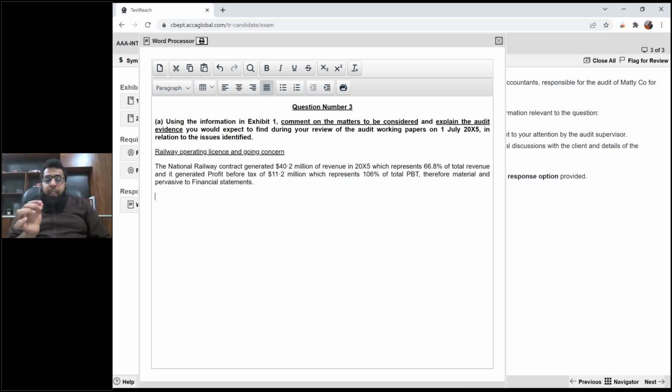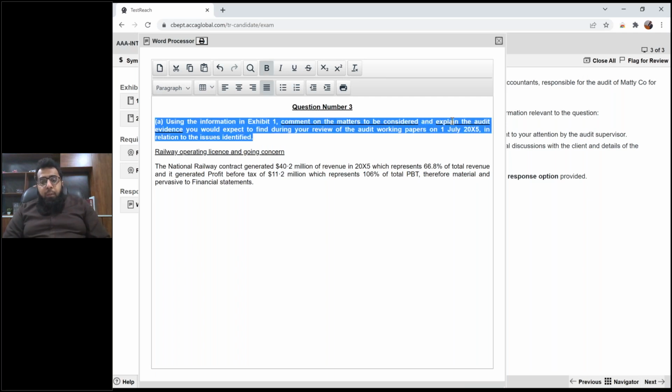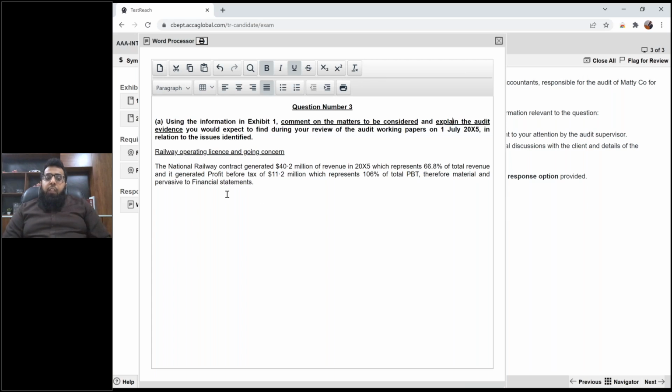Okay, so what I'm doing is, first of all, we are commenting on the materiality of this contract. So first we have to write matters to be considered, and then we will move towards audit evidences. So whenever we write matters to be considered, first of all, we calculate the materiality. The national railway contract generated $40.2 million of revenue in 2005, which represents 66.8%. And it generated profit before tax of $11.2 million, which represents 106%. Okay, so we have calculated the materiality.